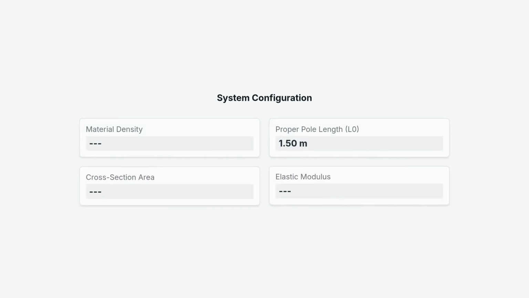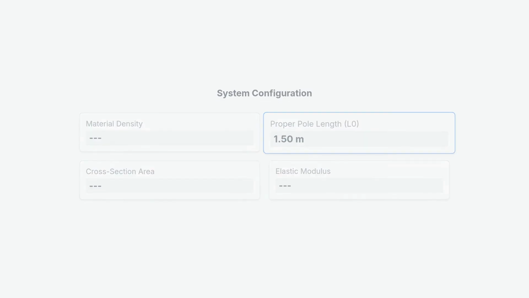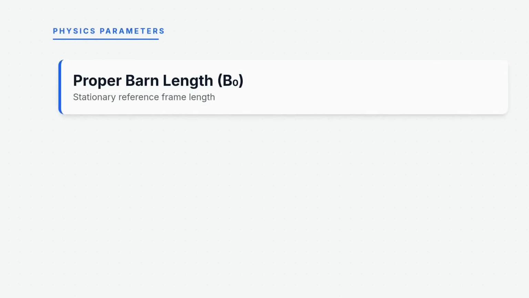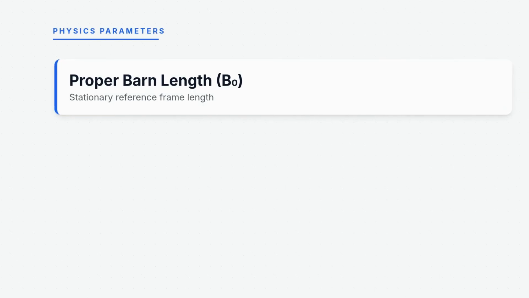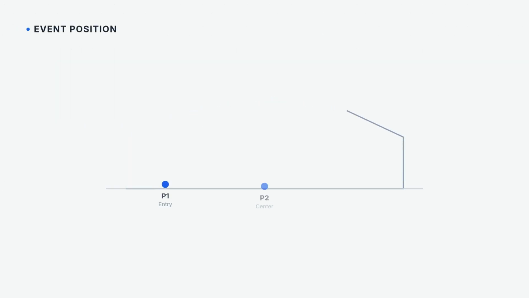There are 4 input fields. Proper pole length L0 is the pole's length when at rest. Proper barn length B0 is the barn's stationary length. Pole velocity V is the speed of the pole relative to the barn. Event position lets you analyze simultaneity at specific locations along the barn.